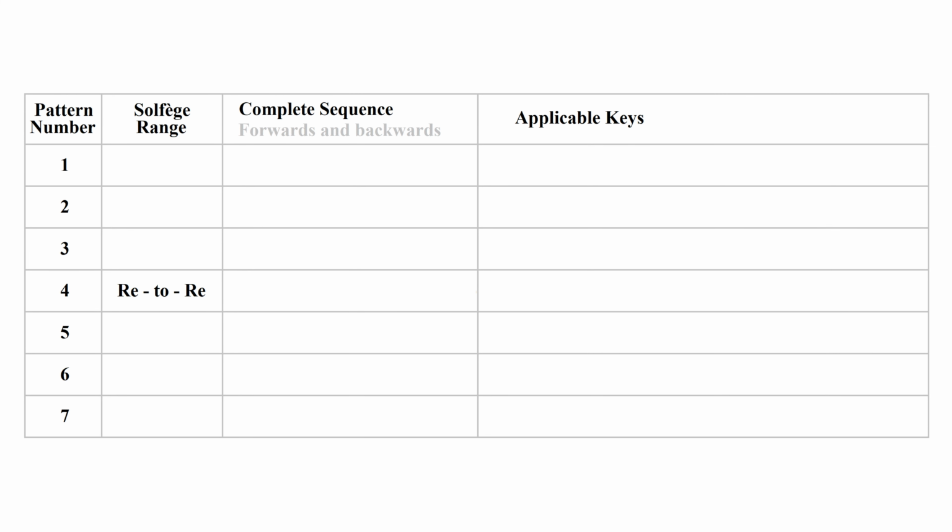The fourth pattern, from Re to Re. So ascending, we have Re, Mi, Fa, Sol, La, Si, Do, Re. Descending, Re, Do, Si, La, Sol, Fa, Mi, Re. The applicable keys, we have Re major with 2 sharps, Re minor with 1 flat, Re flat major with 5 flats, and Re sharp minor with 6 sharps.